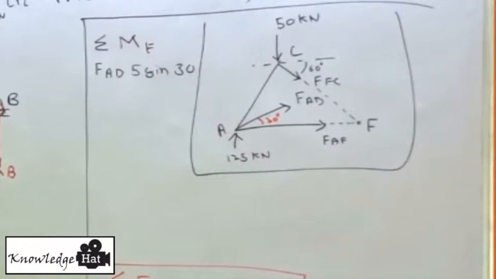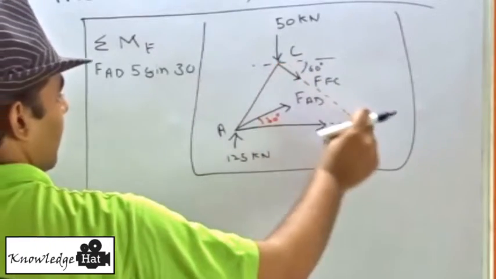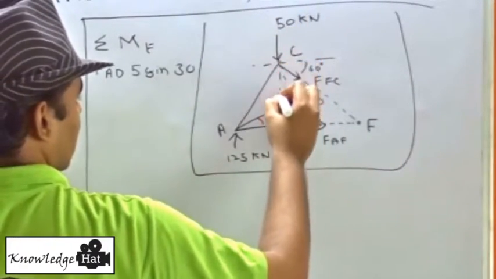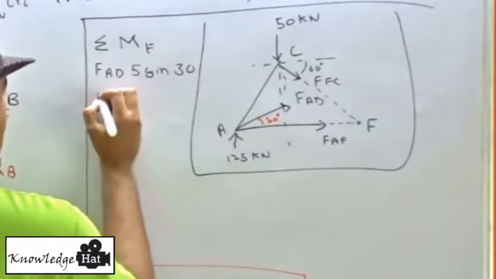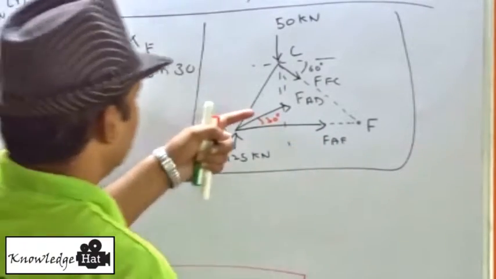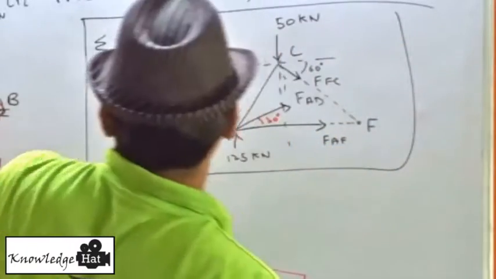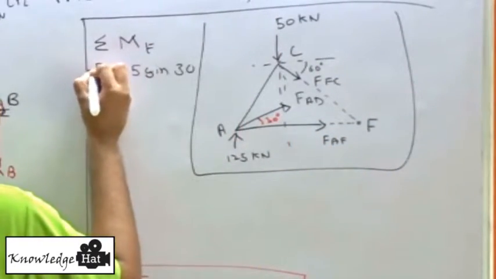The next force is also passing through F, so it will be 0. This is the one. And AD would actually cause a moment in clockwise direction. So AD will also be negative.